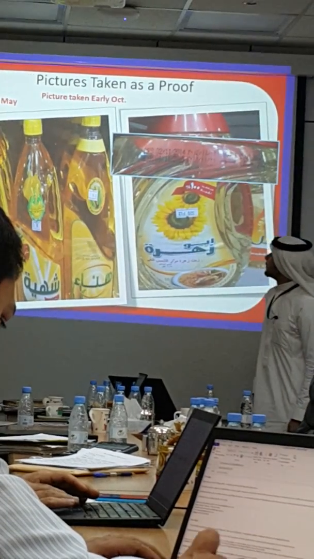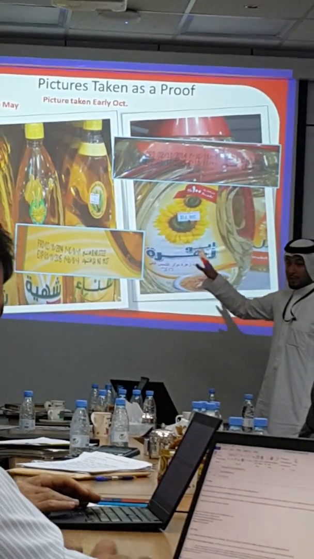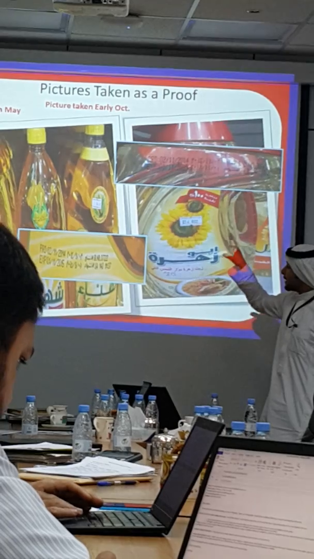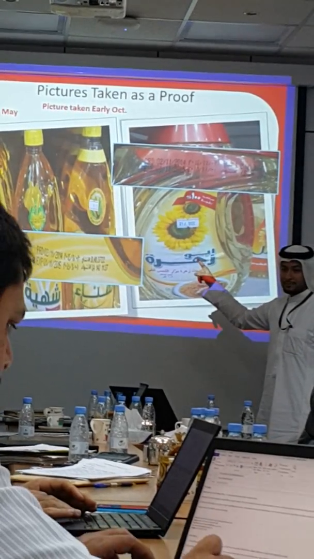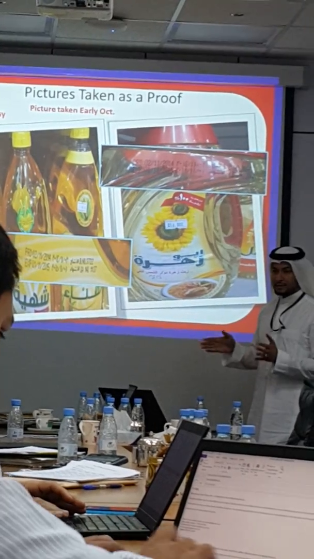See, the order was placed in May, and a picture was taken in early October, and the product expired on the first of November. So this is proof that our product is not moving well.